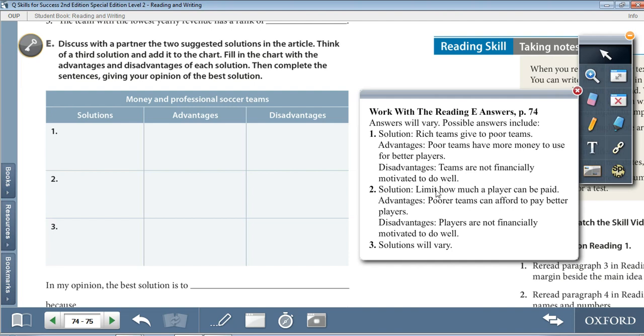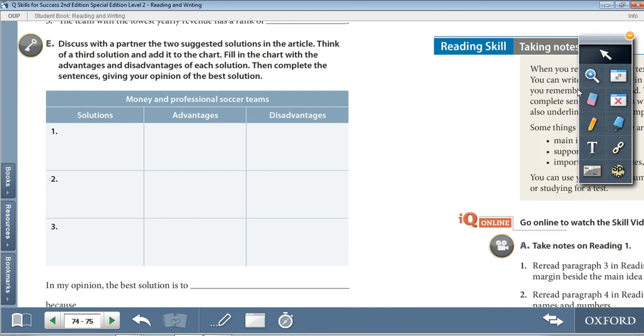Solution number 2, limit how much a player can be paid. Advantages: poorer teams can afford to pay better players. Disadvantages: players are not financially motivated to do well. And remember, you need to think of a third solution and list down its advantages and disadvantages.